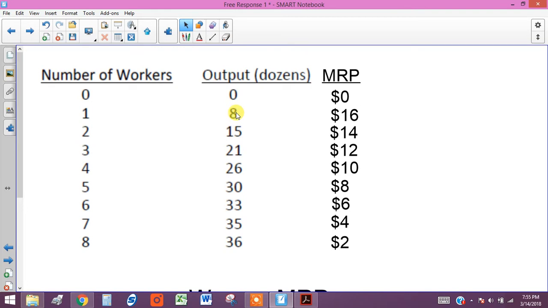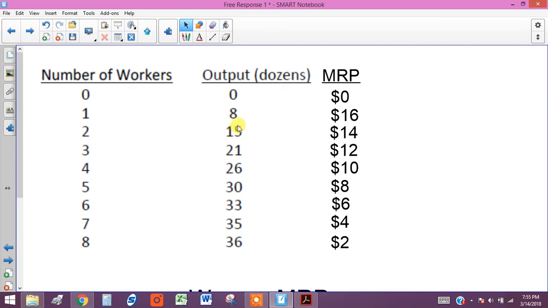A second worker is going to be able to produce 7 more because this is total. So the margin is the difference between 8 and 15. This second worker is able to add the production of 7 more dozen pencils, which brings in a change in revenue, not total, but an addition in revenue of $14.